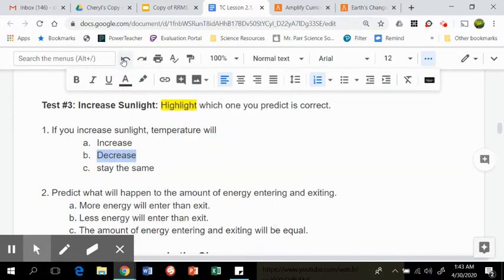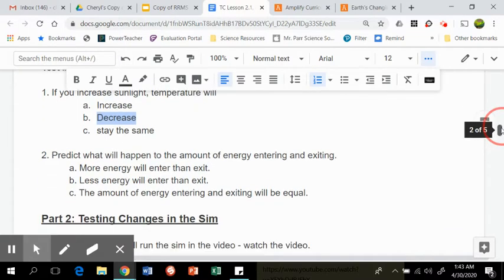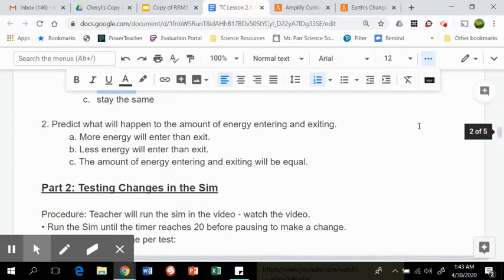I'm taking it off just so I'm not trying to influence anyone's answers. Okay, next one, predict what will happen to the amount of energy entering and exiting. And we're talking about the Earth system. And we're talking about when we increase the sunlight.